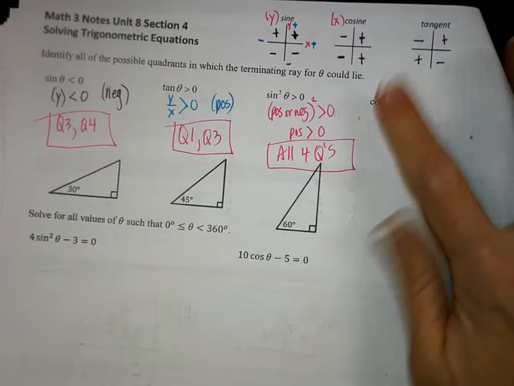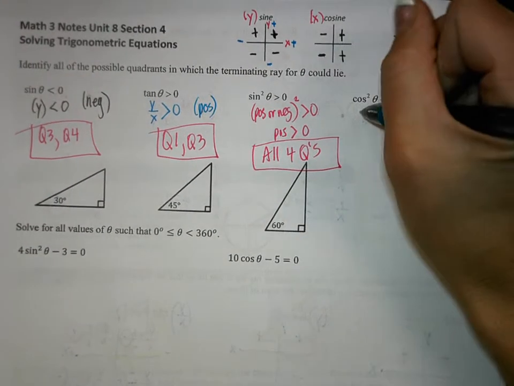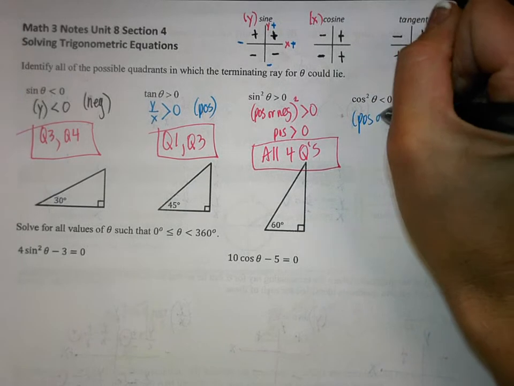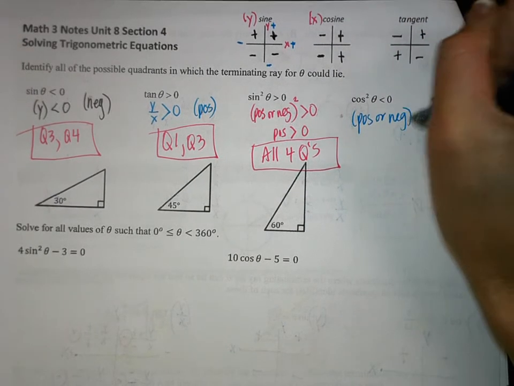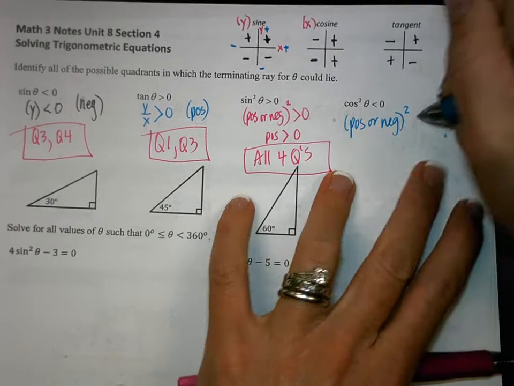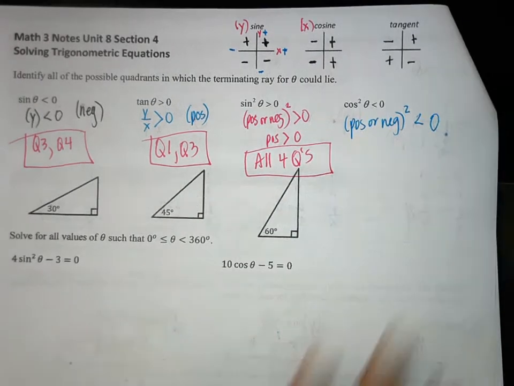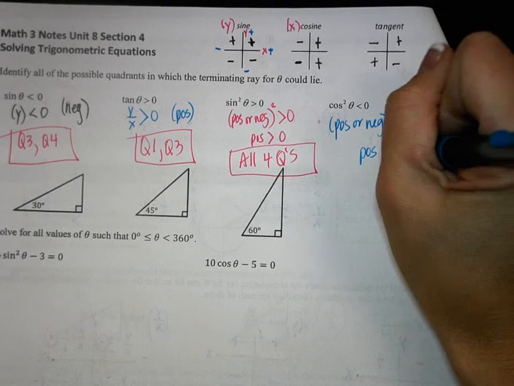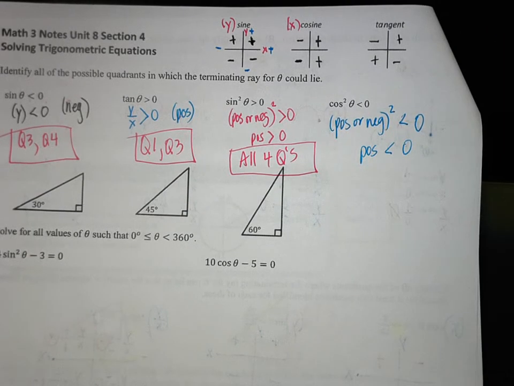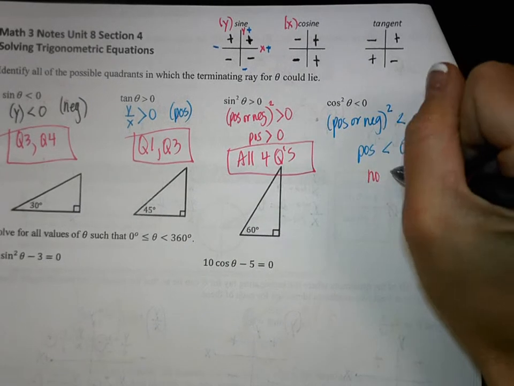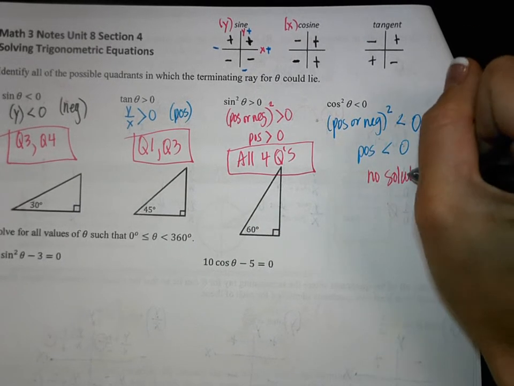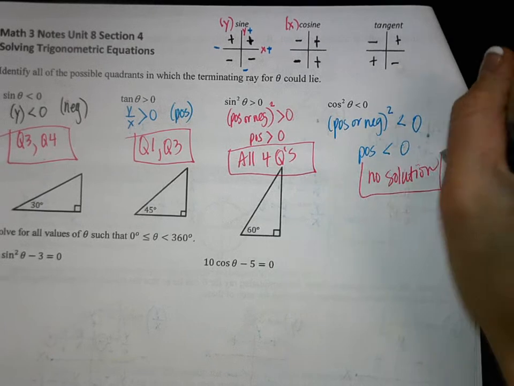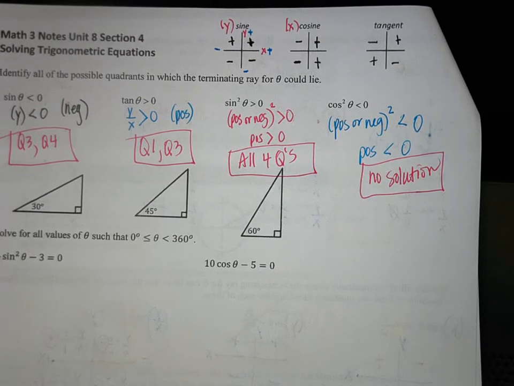Now, this one right here is the same idea, where you could have a positive or a negative number, and you square it. Can you get a value that's less than 0? Can a positive be less than 0? No. So this one would be no solution. Do we have any questions?